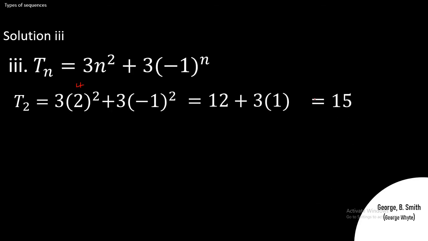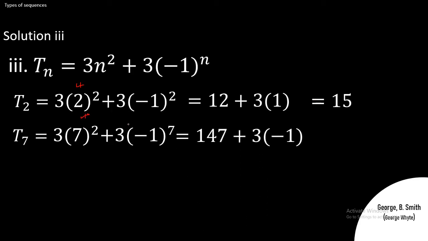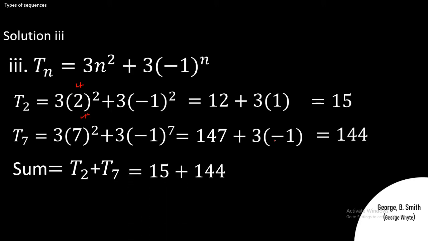So go ahead and do the one for 7. When you do for 7, this is going to give us 49. So 49 times 3 will give us 147. Then minus 1 raised to the power of 7. Since this time around the power is odd, minus 1 raised to the power of 7 will give us minus 1. So minus 1 times 3 is minus 3. 147 minus 3 will give us 144. Now if we add these up, 15 plus 144, our result becomes 159.